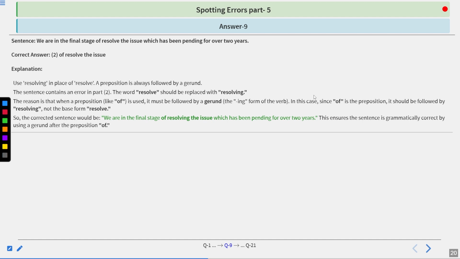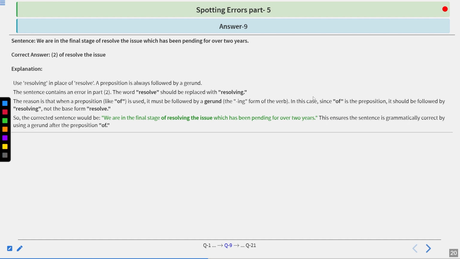The reason is that when a preposition like "of" is used, it must be followed by a gerund, the plus ing form of the verb. In this case, since "of" is the preposition, it should be followed by resolving, not the base form resolve. So the correct sentence would be, we are in the final stage of resolving the issue which has been pending for over 2 years. This ensures the sentence is grammatically correct by using a gerund after the preposition of.